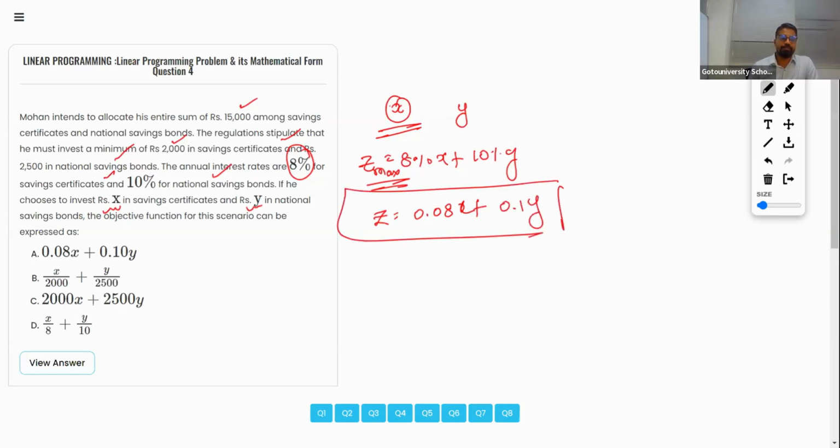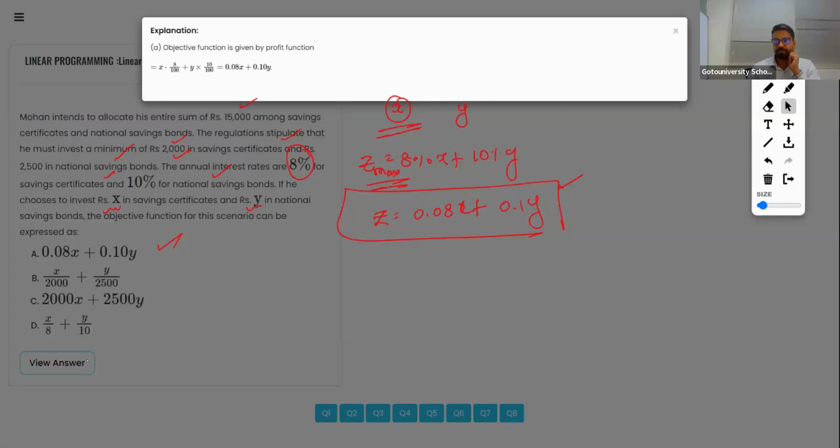So which option is that? The option is here. Others are all restrictions, but the objective is to have the highest interest from this, so that we get the highest savings. So that's the answer. Option A itself is the answer. Let's see the answer then.